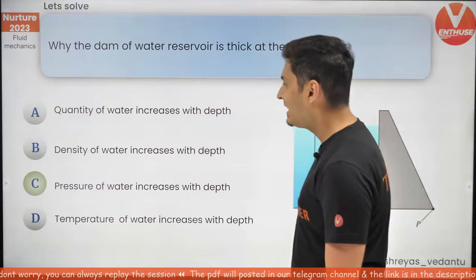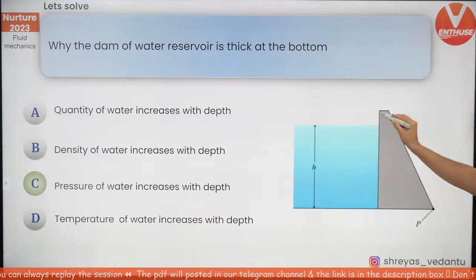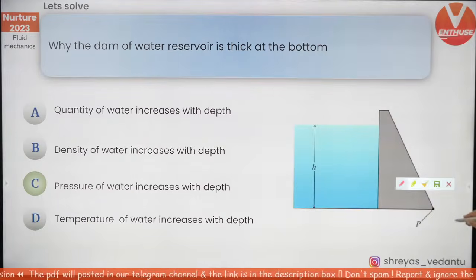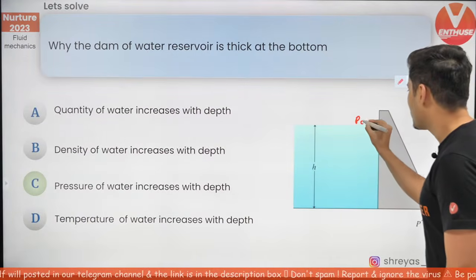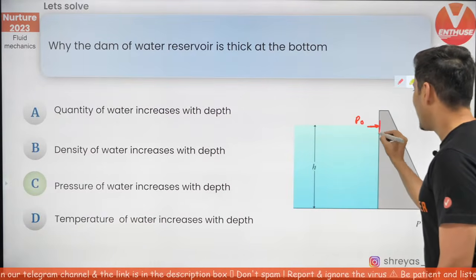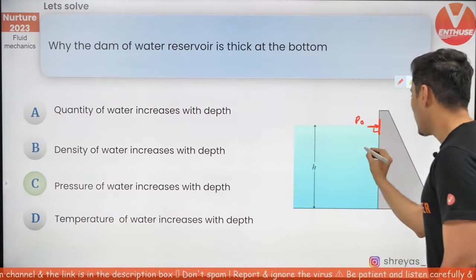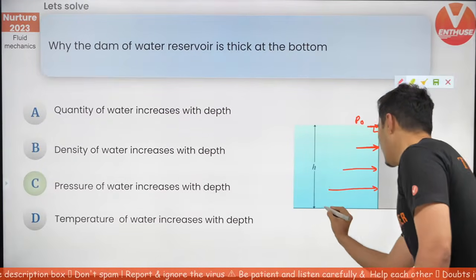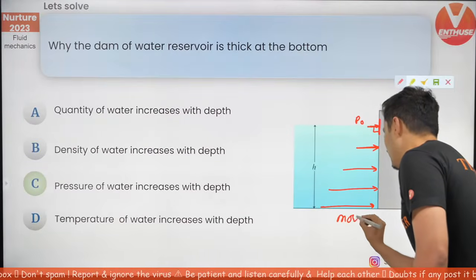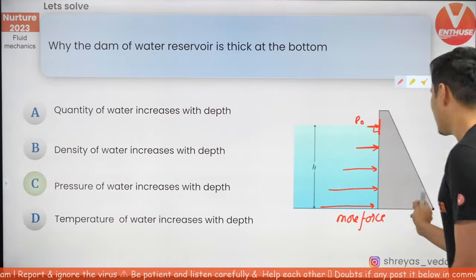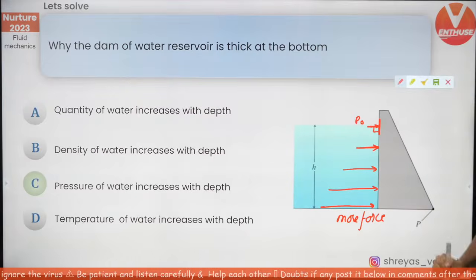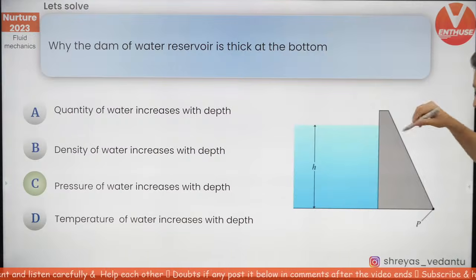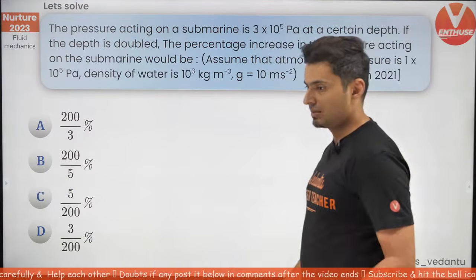Okay, all of you are saying C. Yes, the correct answer is C. If you have seen the cross section of a dam, it looks like this. And the reason is very obvious, because here the pressure is P0. So atmospheric pressure will act perpendicular to the surface of the wall. As you go below, the pressure increases, increases, increases. So there is more force here, and to hold it, you need a thicker wall. The pressure increases, that's why the force increases, and that's why the dam should be wider.